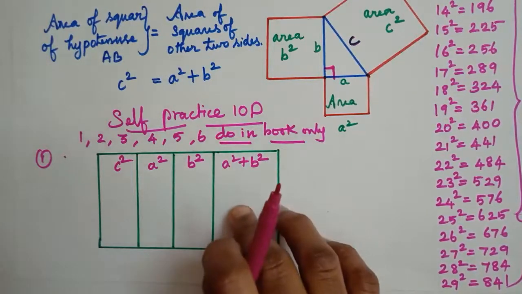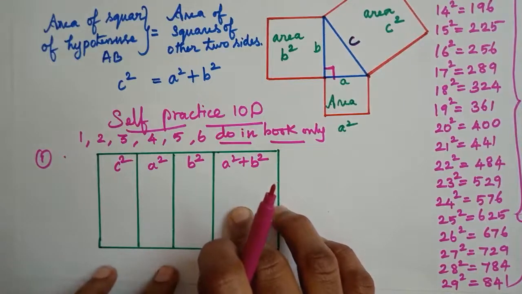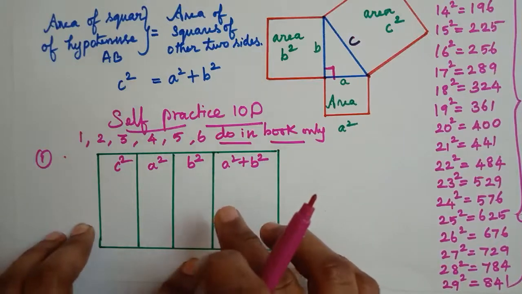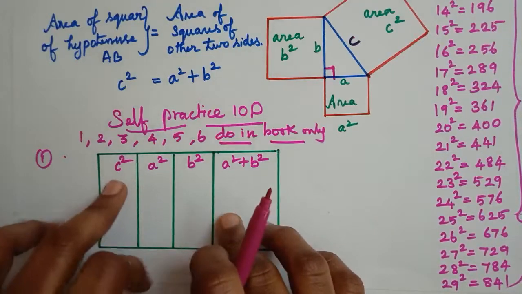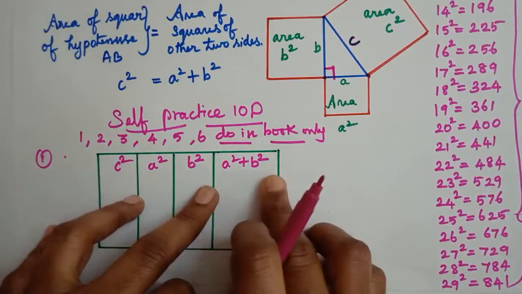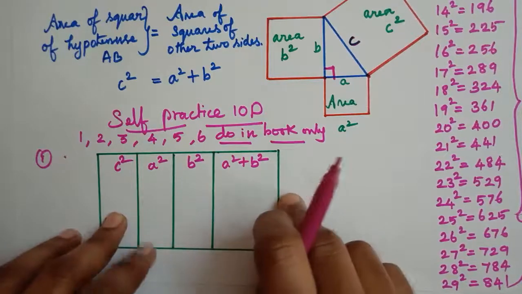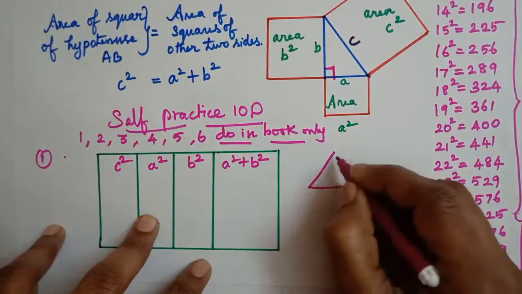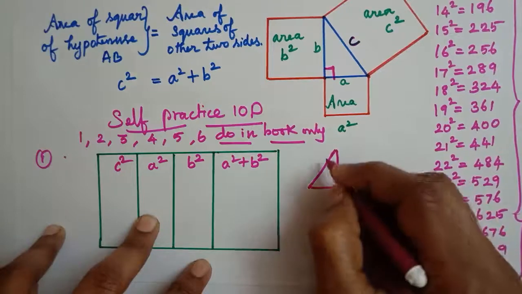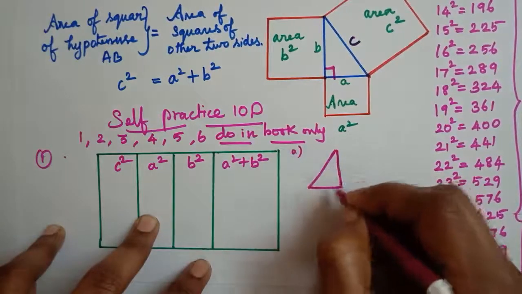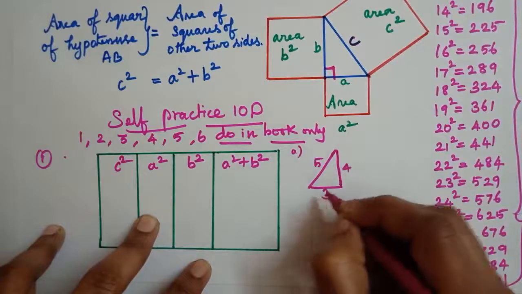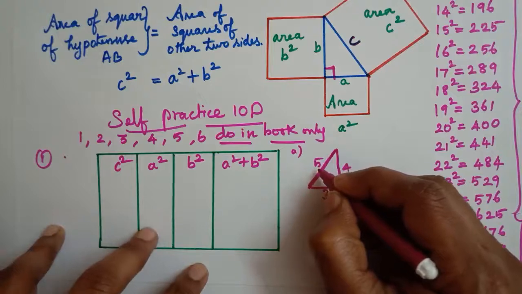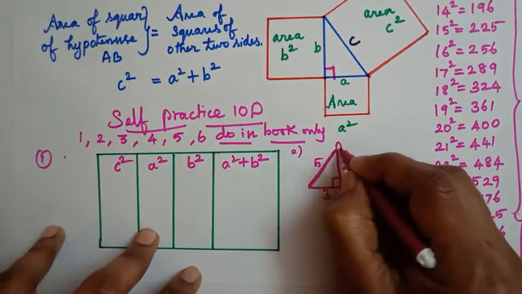Here, first question, complete the table. A subdivision, B subdivision, C and D subdivisions are there. You just see it in your book. Then here c squared, a squared, b squared, a squared plus b squared, we have to write in this format. First, the first question is a right angle triangle, a subdivision, 5, 4, 3. The hypotenuse, the longest side, is 5. This is right angle triangle ABC.